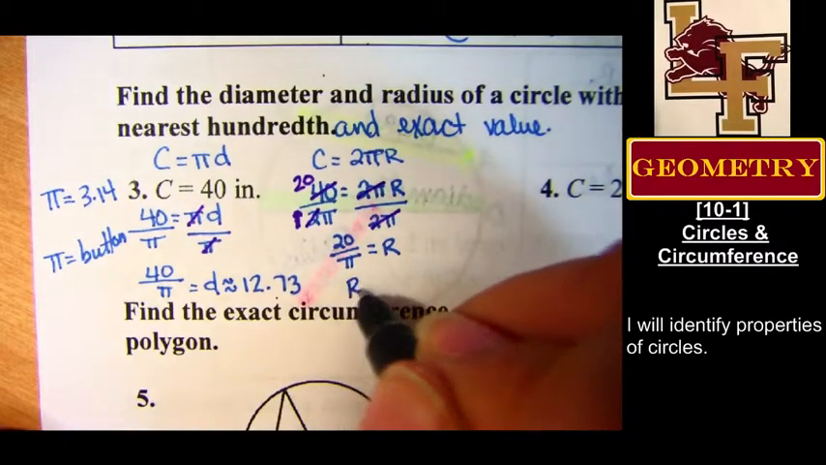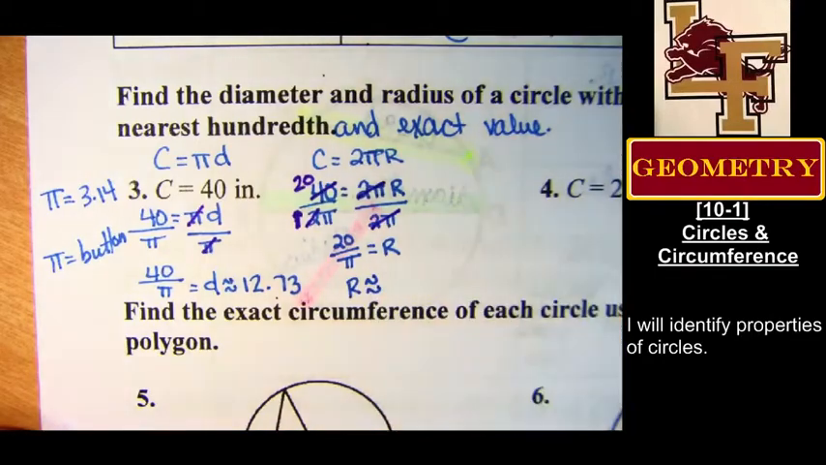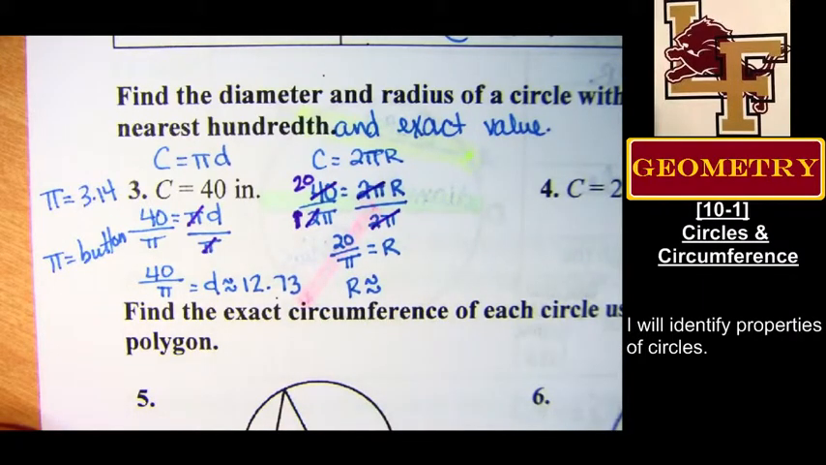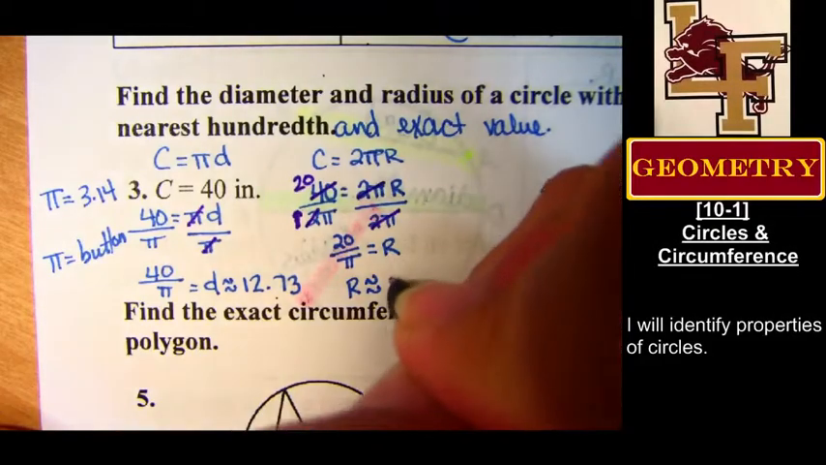All right, let's get the más o menos answer. Let's use yours. So pi equals button. So give me the más o menos answer for radius, please. 6.36. She's saying 6.36. So you're taking 20 and dividing it by your pi button. Make sure that you're rounding to the hundredths decimal. Yep. Okay.